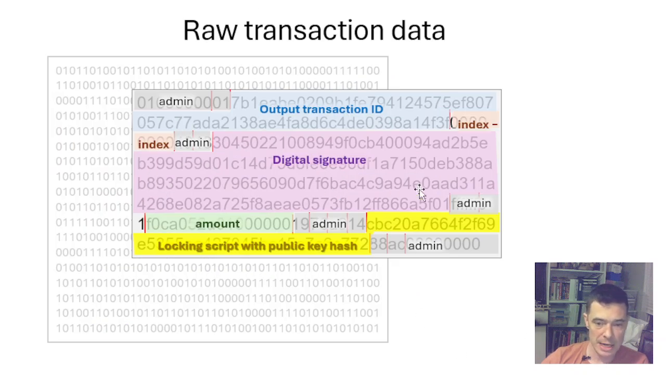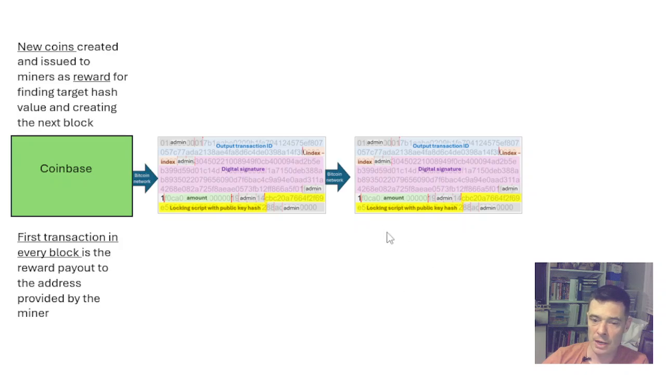So it's these 5 items we need to understand: the ID, index, digital signature, the amount, and then the public key hash that also has a locking script involved. This was a little extra content at first.